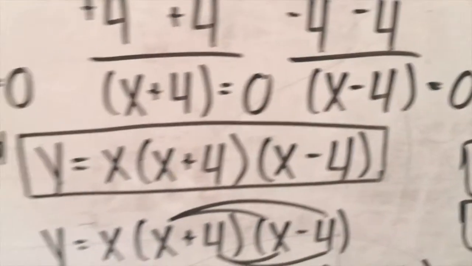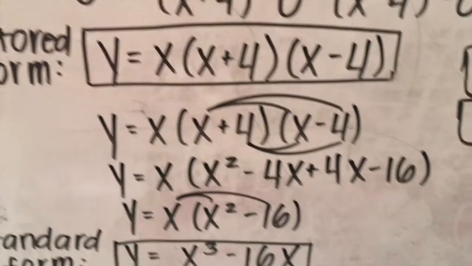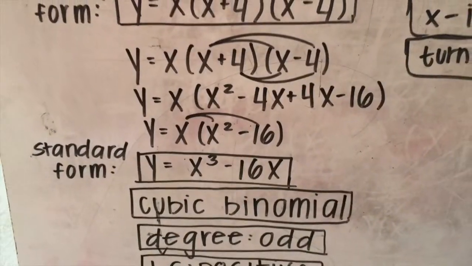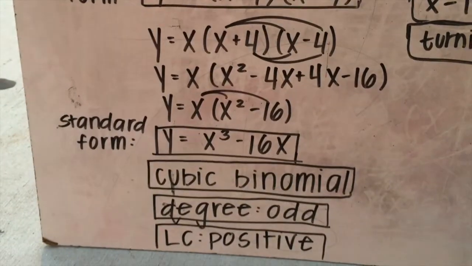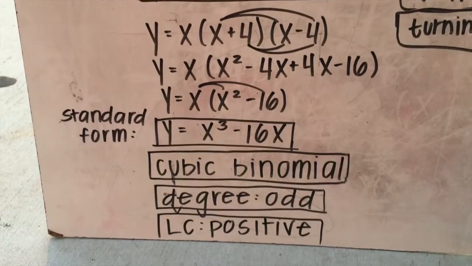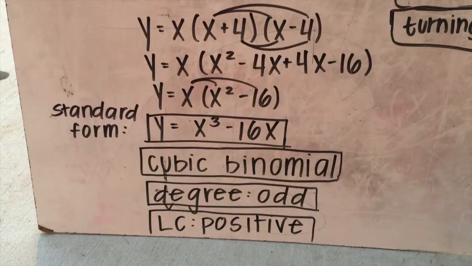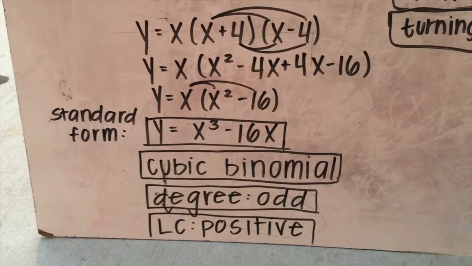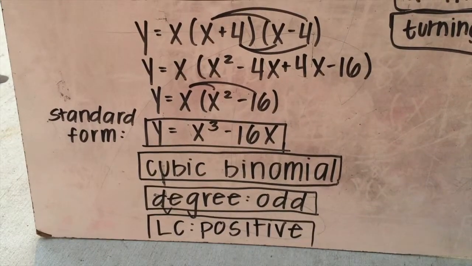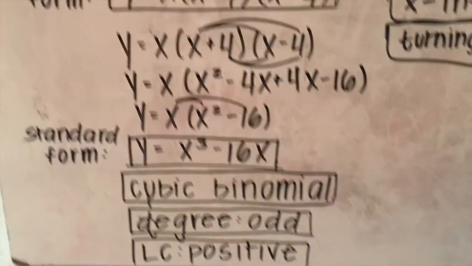To get standard form, you do y equals x times x plus 4 times x minus 4. You do the double distribute method and get y equals x times x squared minus 4x plus 4x minus 16. The negative 4x and the positive 4x cancel out, so you get y equals x times x squared minus 16. You multiply the x, you do the double distribute method again, and you get y equals x cubed minus 16x.